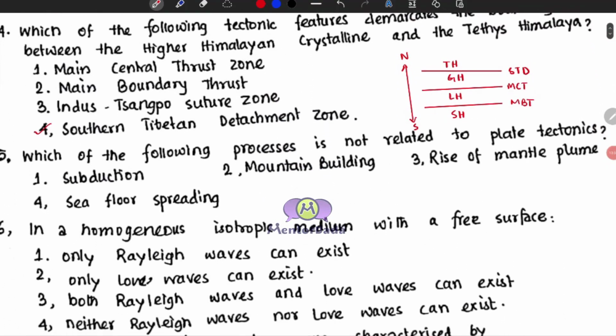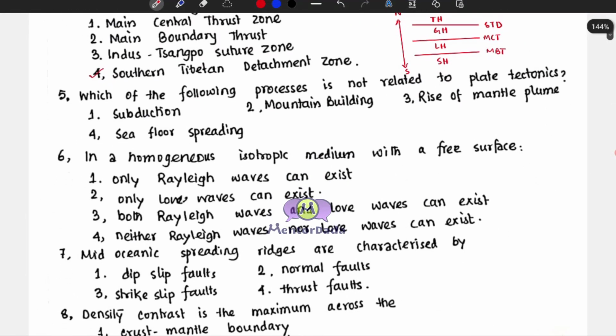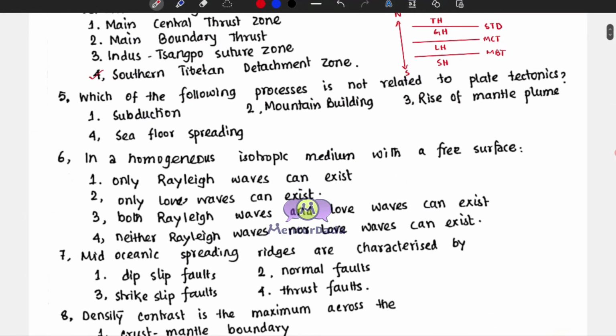Now move to the next question. Question number 5. Which of the following processes is not related to plate tectonics? So option 1 is subduction. Subduction means one plate is subducting beneath the other. So of course this is related. The question is which of the following is not related.